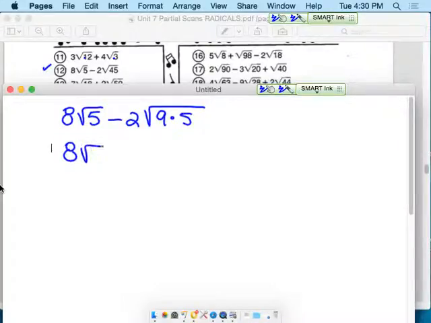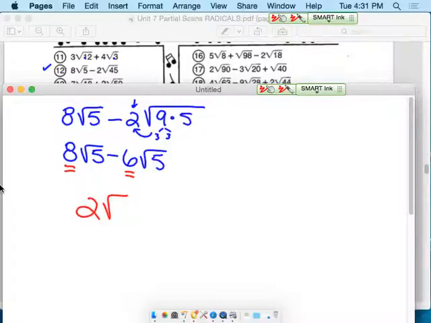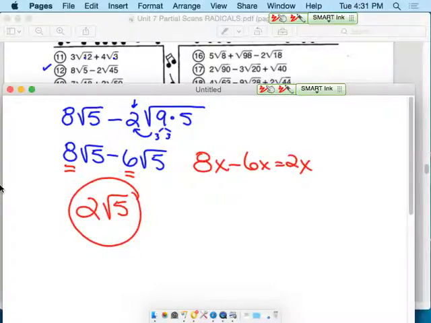So here I would have 8 radical 5, and then 3 and 3, and that would give me 6 radical 5, because I would need to multiply the 3 by the 2 that's already sitting there. Then, when I have like radicands, I just simply compare the number that's sitting outside each radical, and I combine those. So this would give me 2 radical 5. I would equate this to having like terms. It's just like if I had 8x minus 6x, that would be 2x. Only the x now is the radical and the radicand matching up and being the same.